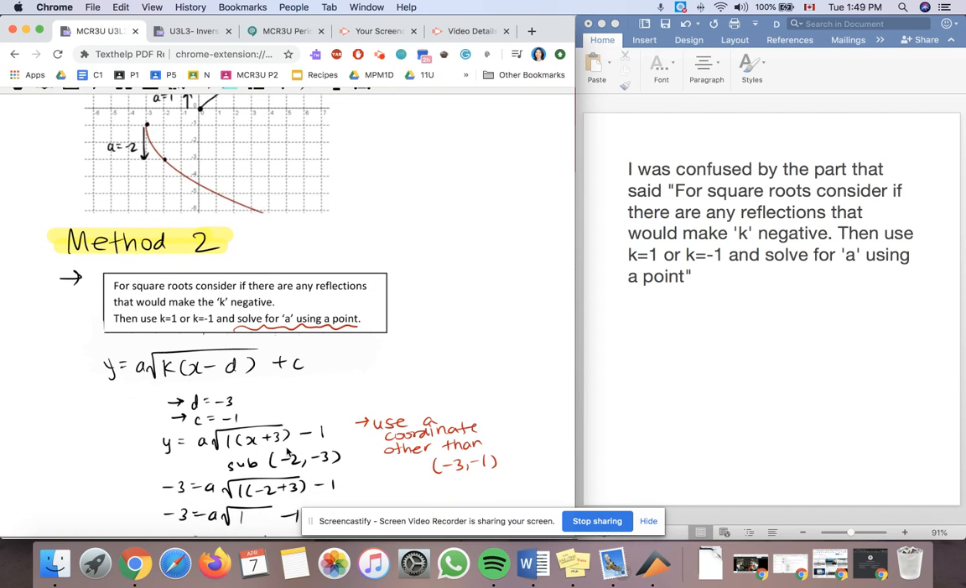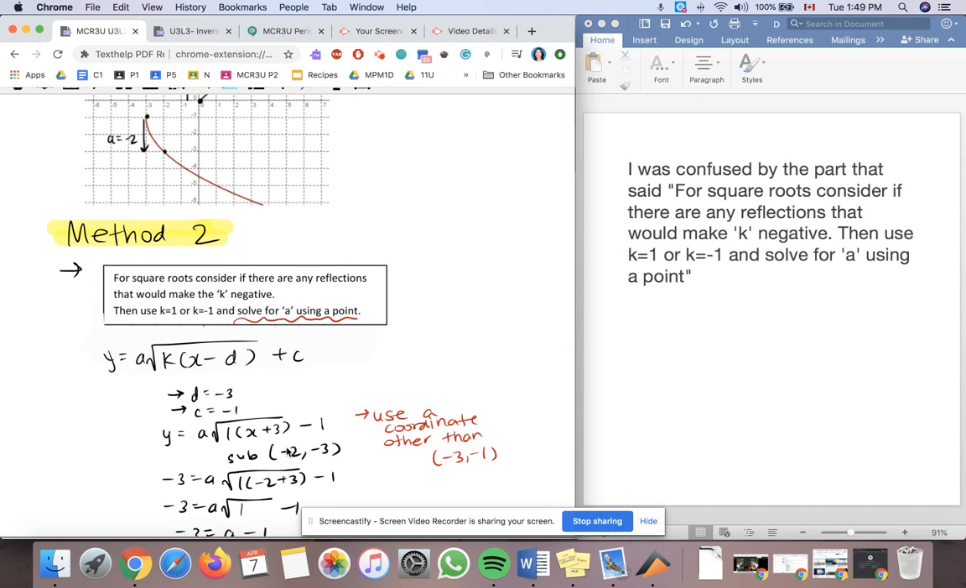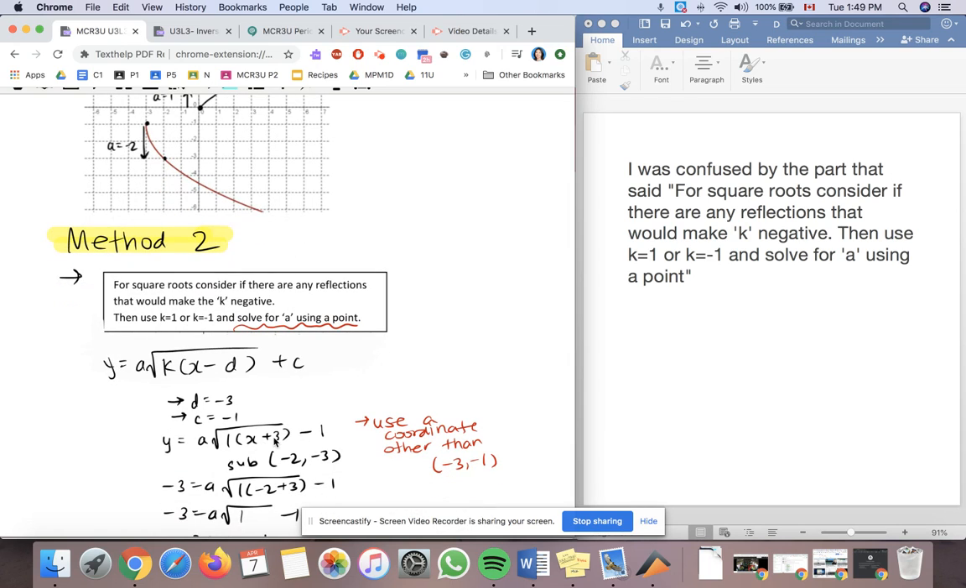And when we do that, we notice that a, x, and y are the variables that are not filled. When we have that situation, we can plug in almost any coordinate that is on the red graph. In this case, I'm going to plug in -2 comma -3. The reason I can't plug in -3 comma -1 is that this whole part cancels out because it would equal 0, and that would make a 0. So that would get messy.